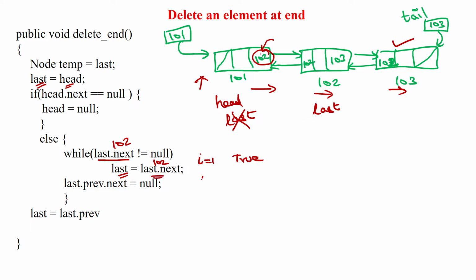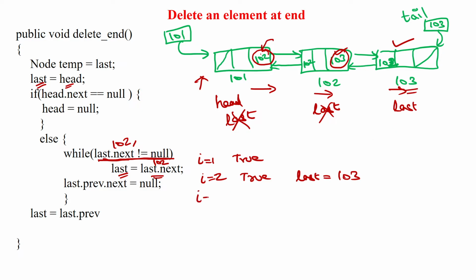Again, iteration number 2. Checking last dot next. What is the last dot next now? 103. So 103 is not equal to null. Yes, the condition is true. Then if the condition is true, now last is updated with last dot next. Last dot next is 103. So 103 will become the last. So now this last is updated with 103.